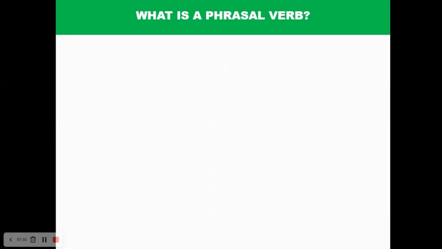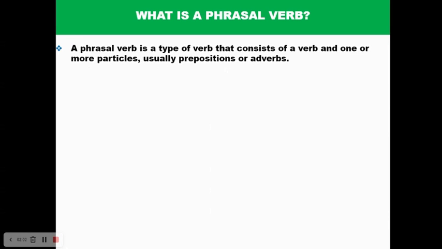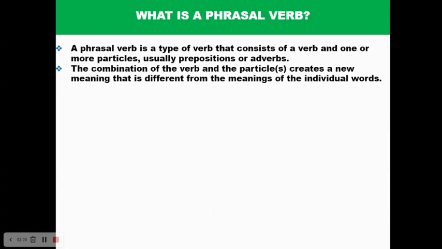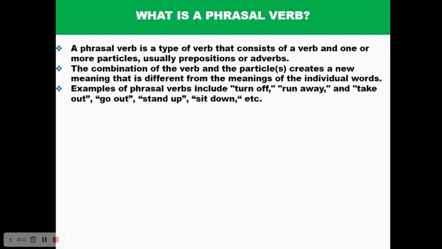What is a phrasal verb? That's the basic question that we want to look at. What exactly is a phrasal verb? A phrasal verb is a type of verb that consists of a verb and one or more particles, usually prepositions or adverbs. The combination of the verb and the particle or particles creates a new meaning that is different from the meanings of the individual words. Examples of phrasal verbs include turn up, run away, take out, go out, stand up, sit down, etc.